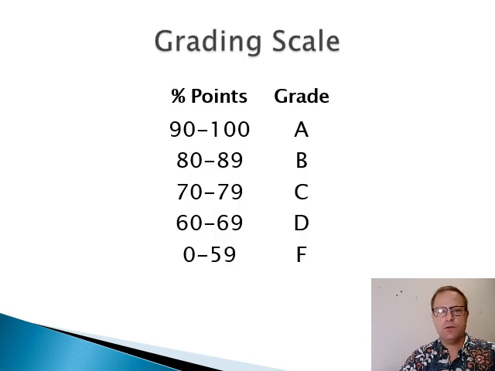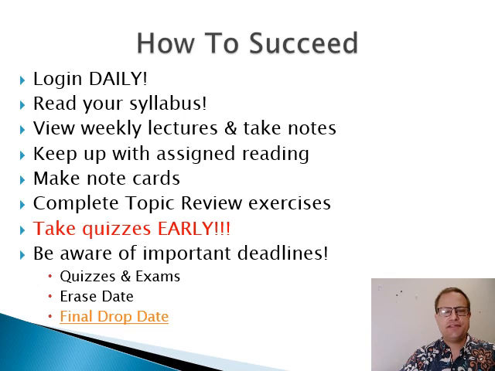Okay, the grading scale in the course is typical for other community college courses. 80 to 89 is a B, 90 to 100 is an A, etc. You will notice there are no N grades. I do not give N grades for this course. Okay, how to succeed in this course.